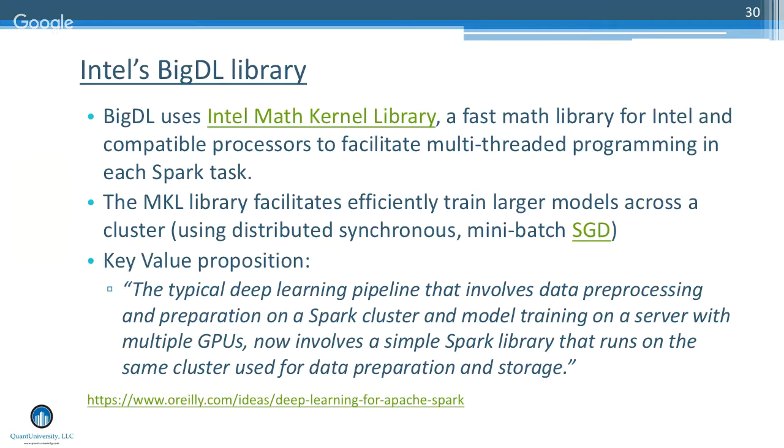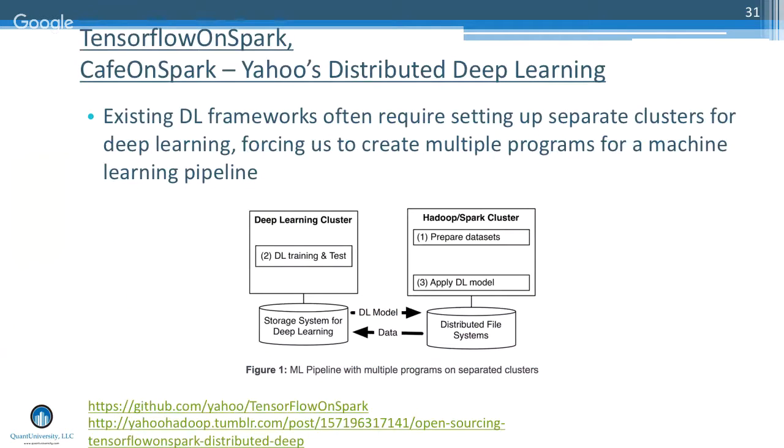So here it basically lets you do both of them with the same architecture. A similar approach is kind of advocated in Yahoo's recently open source project called TensorFlow on Spark. They already had an approach for Caffe on Spark, but they recently open sourced this project called TensorFlow on Spark.